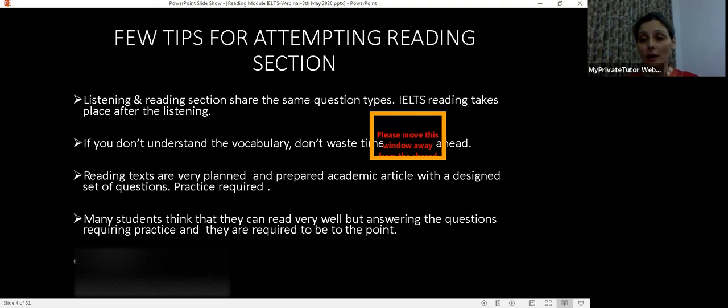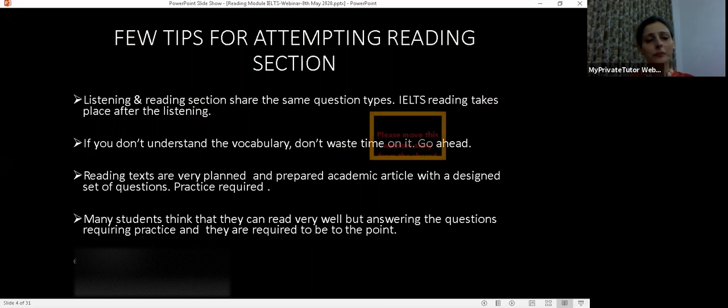A few tips for attempting this module. Listening and reading sections share the same question types, basically. There are four modules of IELTS, and we are touching the very first today, the reading module, and how you're going to do that.